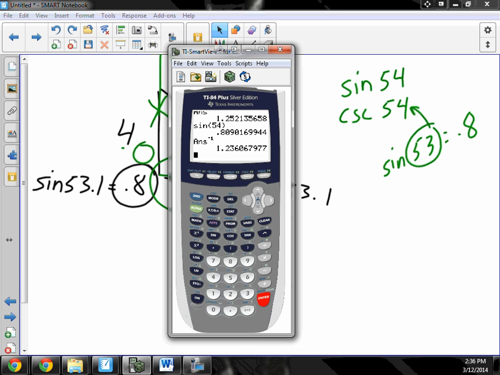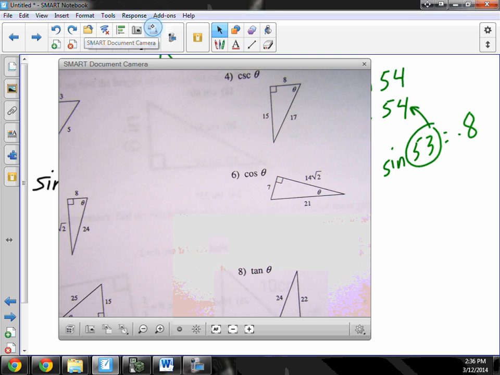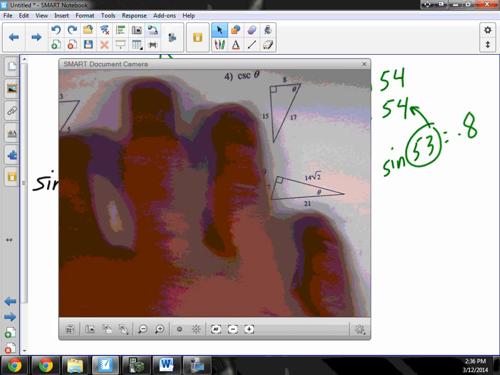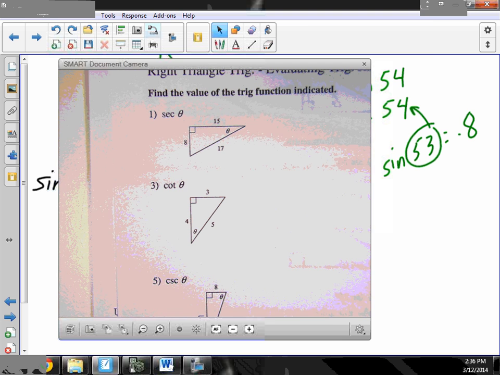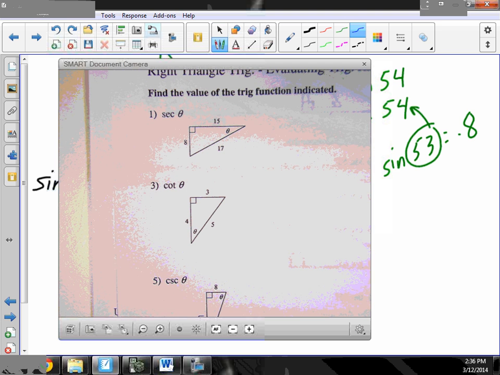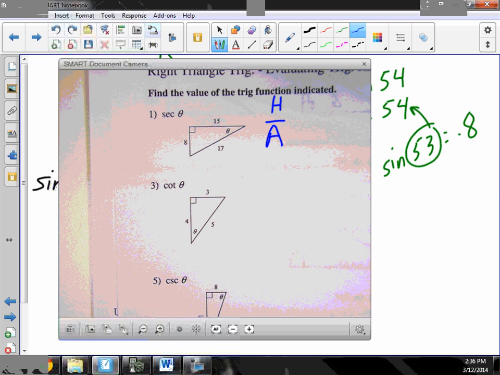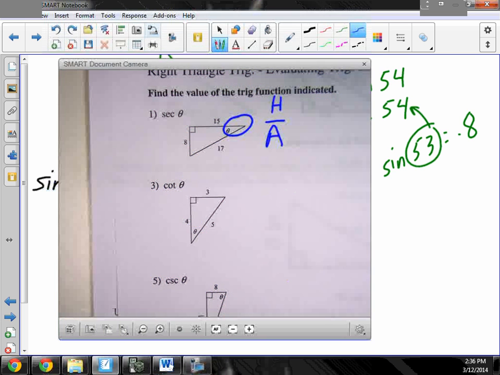Okay, is that a good reminder for all of the ins and outs of just regular right triangle trig? The first page of this worksheet should be really easy. So number 1, it asks, what is the secant of theta? Remind me again what the definition of secant is. H over A. So if this is theta, what is the value of H over A?